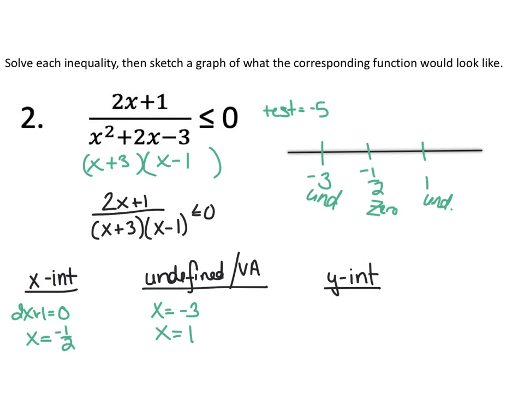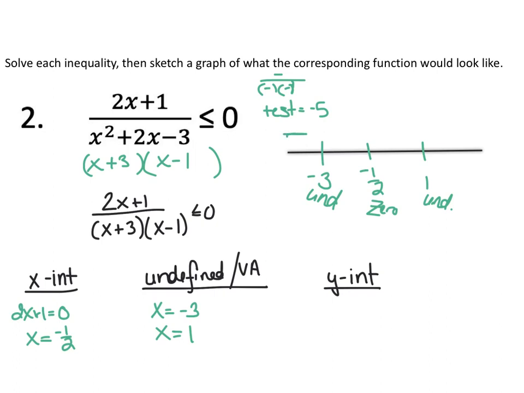So I'm going to test -5 to begin, just a value to the left of -3. 2 times -5 is -10, plus 1 will be a negative. So I will have a negative divided by -5 plus 3, which would be a negative, and then I'd have another negative. So in the denominator, I'd have a negative times a negative.